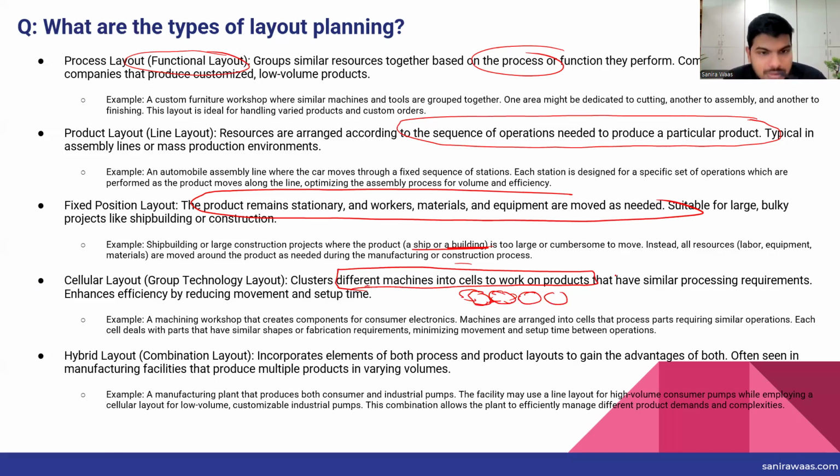Group technology layout. Hybrid layout, which is a combination of everything, right? Different types, different ways based on your requirement, right? This is an example. Now the one about industrial pumps and consumer pumps. Pressure washer and pumps are used, right? If you use industrial pumps, very big and very focused, then you might use a different layout, maybe a cellular layout. But if you use mass production pumps for customers, normal users, then you will use a different layout, right?